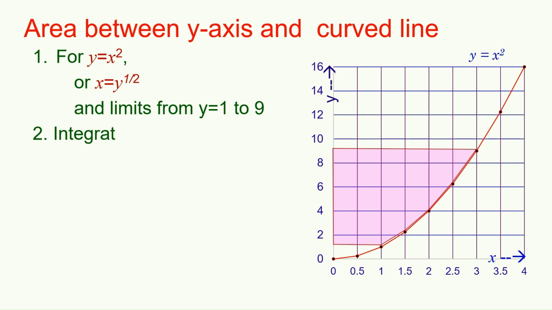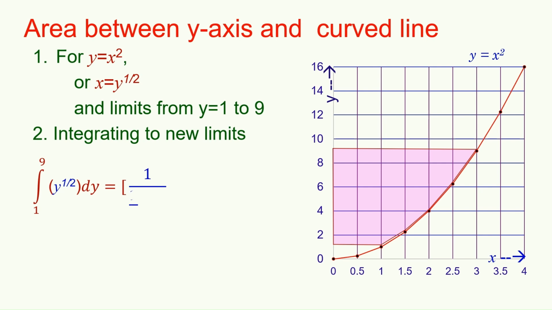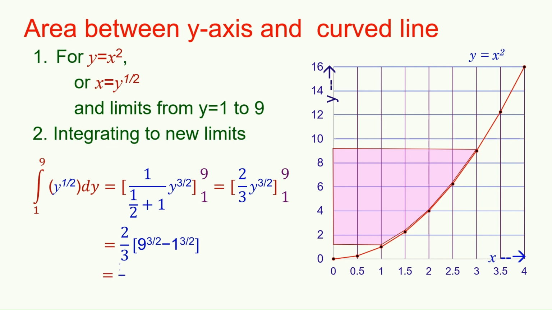For y equals x squared, or x equals y to the power of 1/2, and limits from y equals 1 to 9. 2. Integrating to new limits. That is, the definite integral of y to the power of 1/2 dy from 1 to 9 equals 1 divided by half plus 1 times y to the power of 3/2 evaluated from 1 to 9 equals 2/3 times y to the power of 3/2 equals 2/3 times 27 minus 1 equals 17 and 1/3.